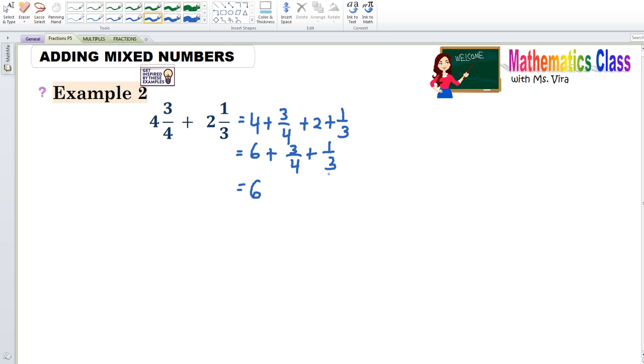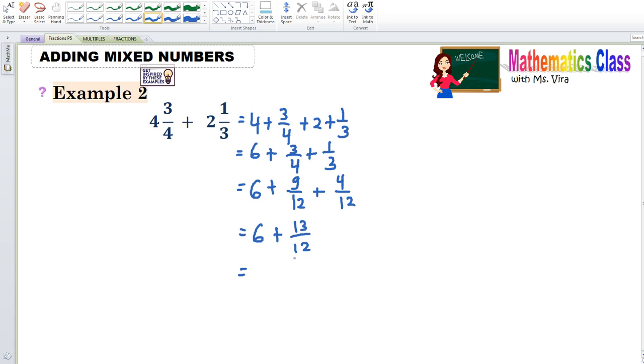So we need to change the bottom numbers to get common denominators by looking for the smallest common multiple of 4 and 3, which is 12. So we change the denominators into 12. 4 times 3 is 12, 3 times 3 is 9, 3 times 4 is 12, 1 times 4 is 4. Then the fractions have common denominators already, so we write 6 here and add the numerators. 9 plus 4 is 13 over denominator 12.